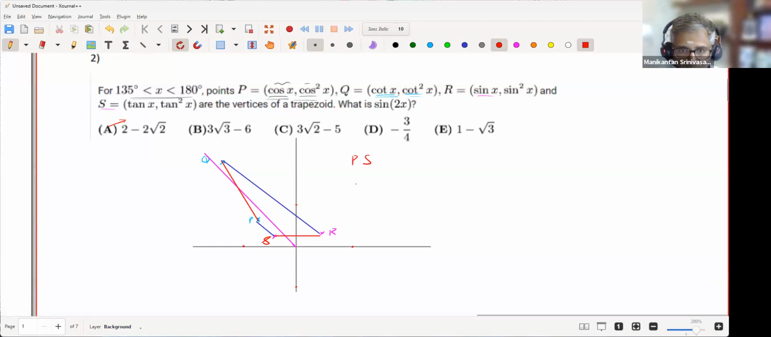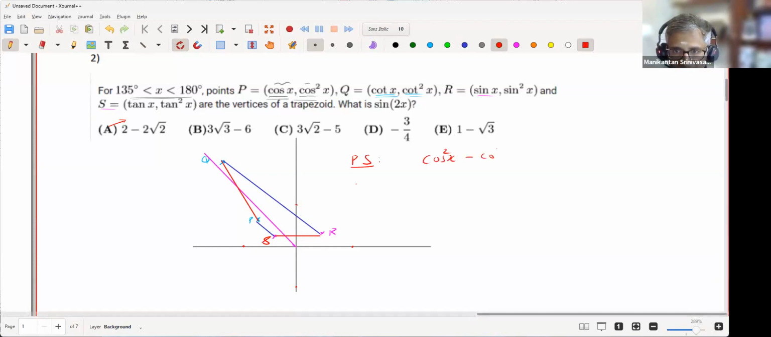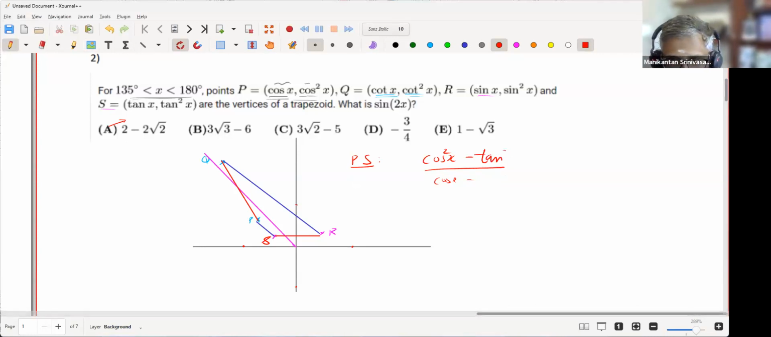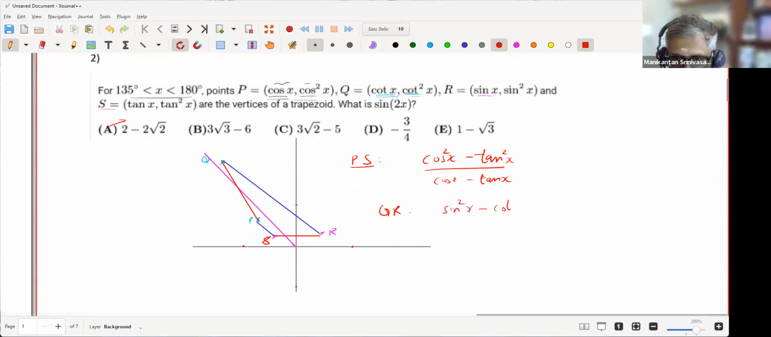So let's write out the slope of PS. I'll go with P first, so cos square x minus cot square x upon cos x minus cot x. That's the slope of PS. Tan x, right? P and S as tan x. Sorry. If I make some mistake, please stop me, guys. So PS is cos and tan. And then QR is connecting cot and sine. So sine square x minus cot square x upon sine x minus cot x. So effectively it becomes cos x plus tan x equal to sine x plus cot x.